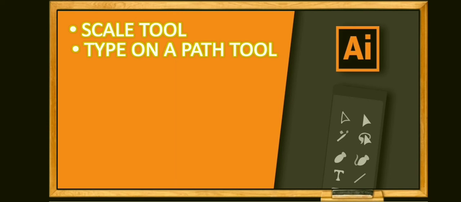Type on the path tool. It changes paths to type paths and lets you enter and edit type on them. Next is the shear tool. Shear tool skews objects around a fixed point.